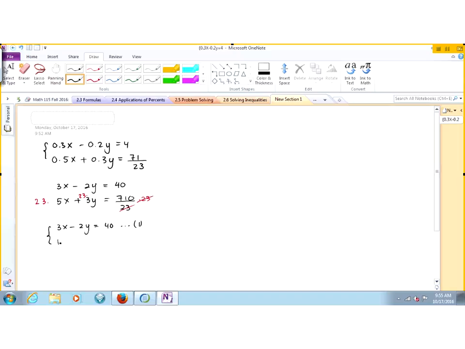Yes. You're right. So 115x plus 69y is equal to 710. Yeah, so this is equation 2. Okay. Then what should we do? Should we eliminate x or y?